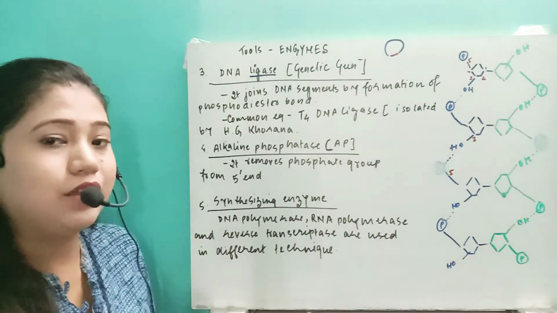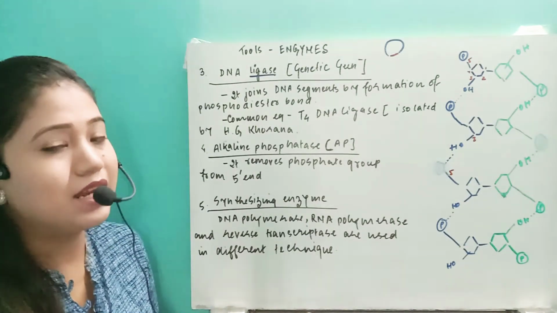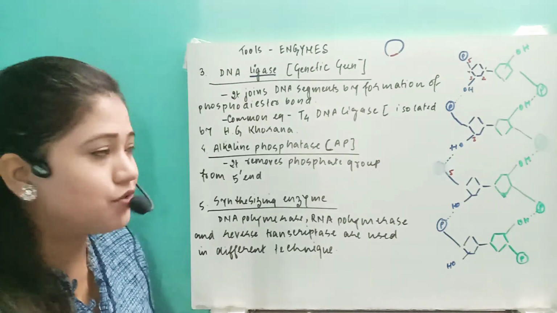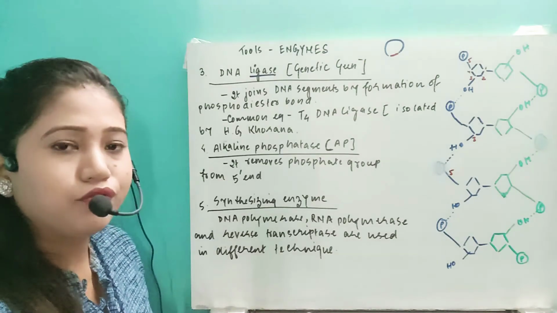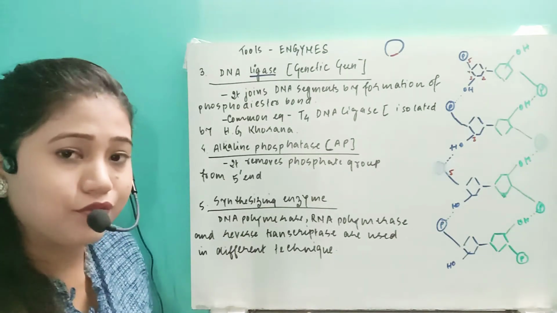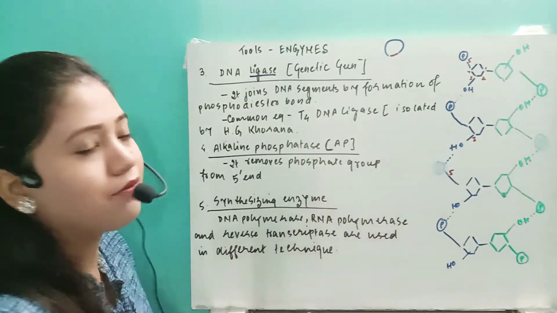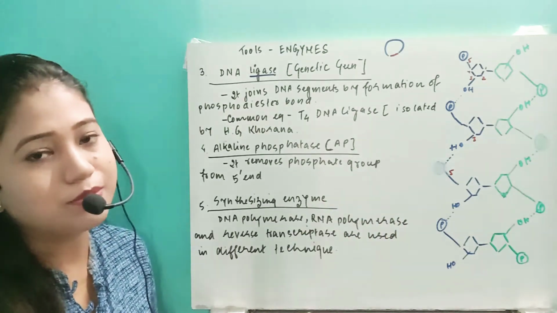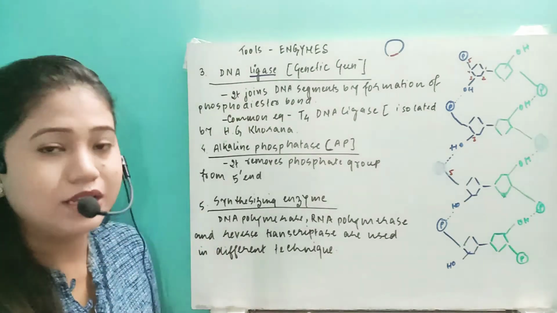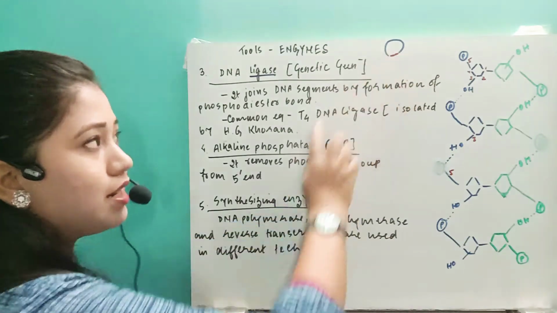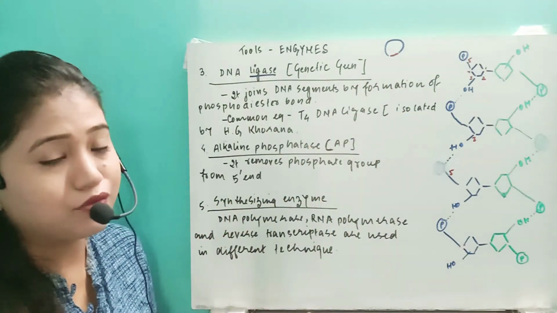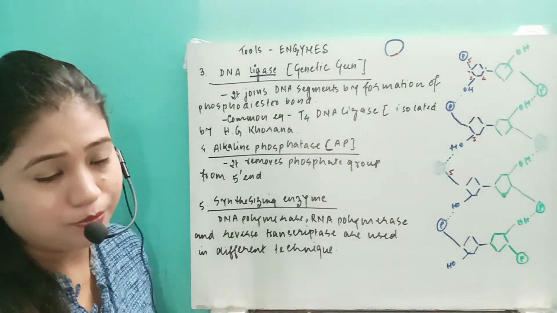And after you remove the phosphate, it is not possible for them to form the bond again. So if you want to ligate, if you want to join two DNA fragments, then what you have to do? You have to add the phosphate group. Then only is it possible that once again we can form a complete DNA segment or form the rDNA. So from the 5' end, you have to add the phosphate group.